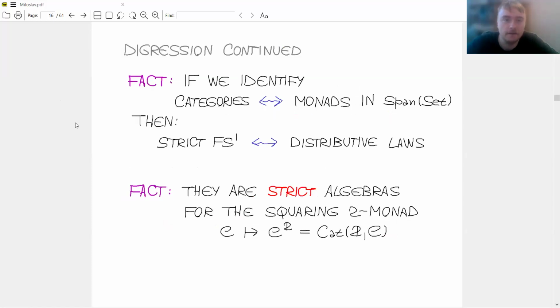Okay, so there are some more interesting facts. Why strict factorization systems are, I think, interesting. You know that categories can equivalently be described as monads in the bicategory of spans. And in this correspondence, strict factorization systems correspond to distributive laws. And yet another way to describe them is that they are strict algebras for the squaring 2-monad on the 2-category of small categories. So this is another hint why it's an evil notion, because if something is equivalent to a strict algebra, it will not in general be a strict algebra, but only a pseudo algebra.